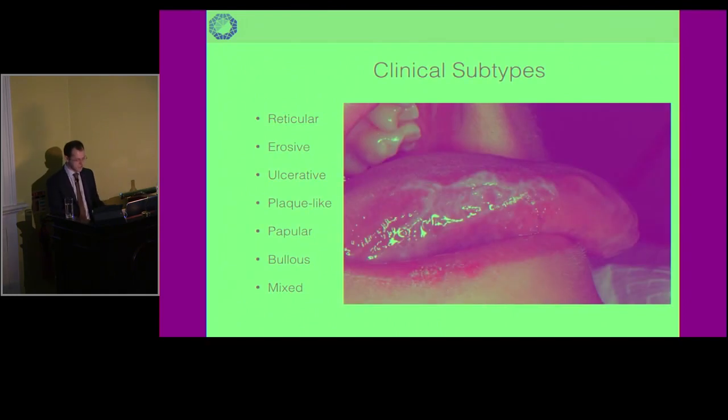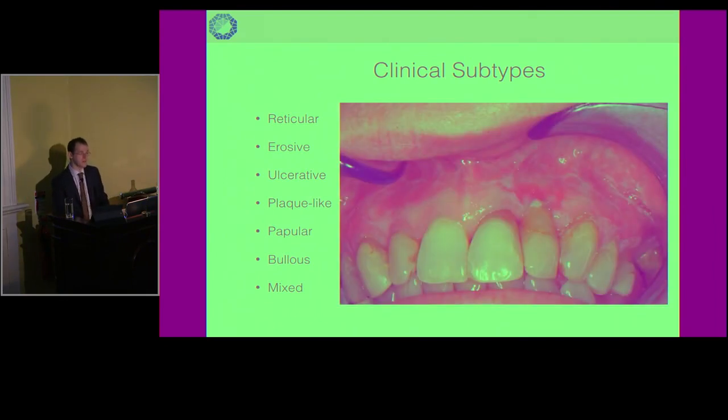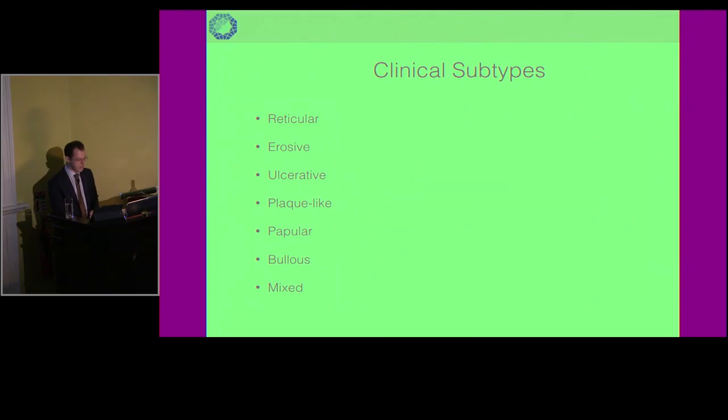Clinical subtypes, reticular is the most common. Again, apologies about the color issue on the projector. And then really after that, we look at erosive, ulcerative, plaque-like, papular, bullous, but more common than all of those other subcategories is the mixed picture that we often see with lichen planus, where you get a little bit of ulceration, a little bit of erosion, and then generally with all of those you'll see some reticulation, some white lace-like patterns if you look closely enough.